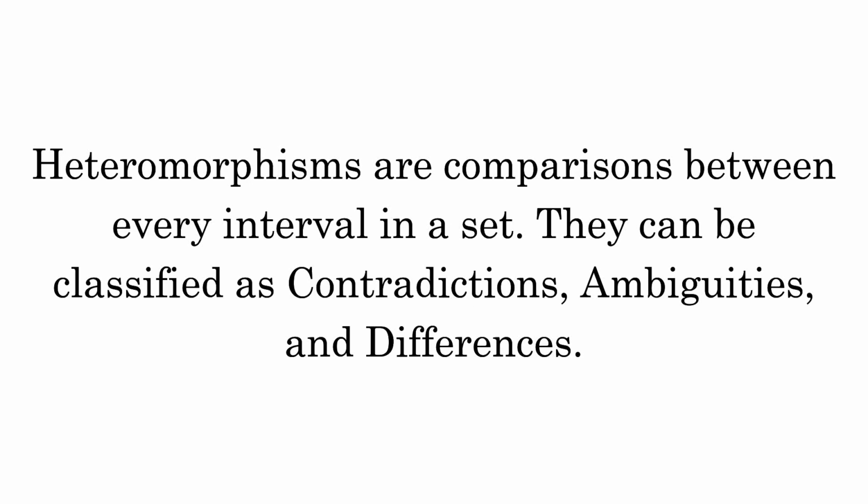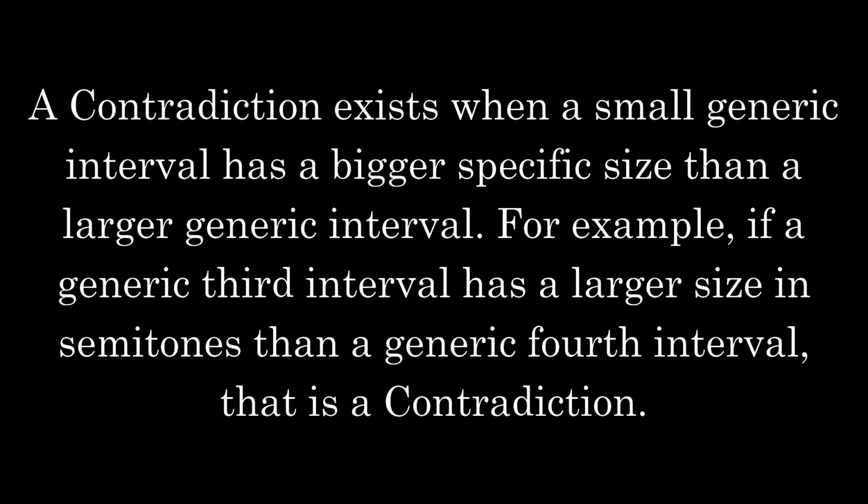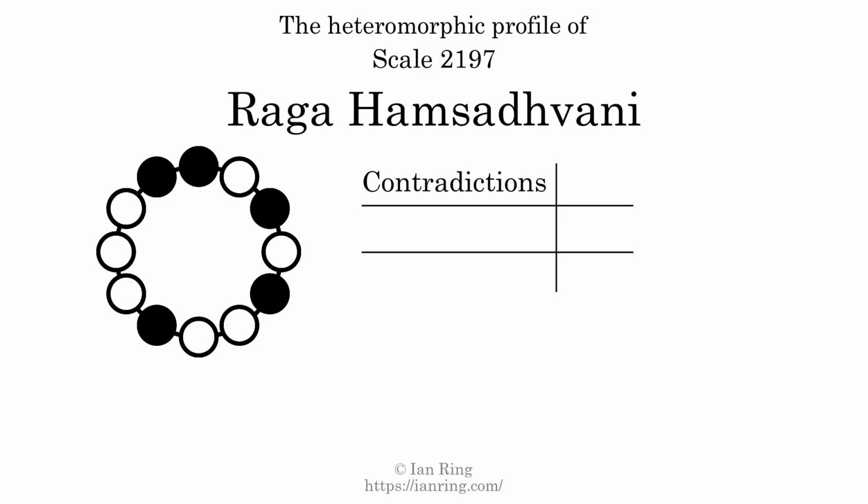Heteromorphisms are comparisons between every interval in a set. They can be classified as contradictions, ambiguities, and differences. A contradiction exists when a small generic interval has a bigger specific size than a larger generic interval. For example, if a generic third interval has a larger size in semitones than a generic fourth interval, that is a contradiction. The number of contradictions in this scale is 3.